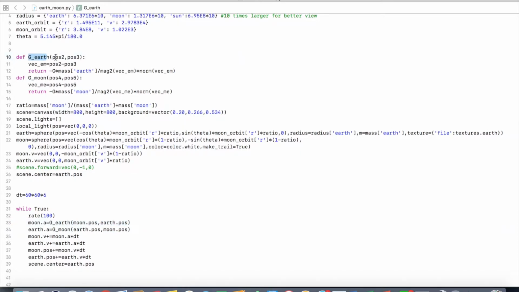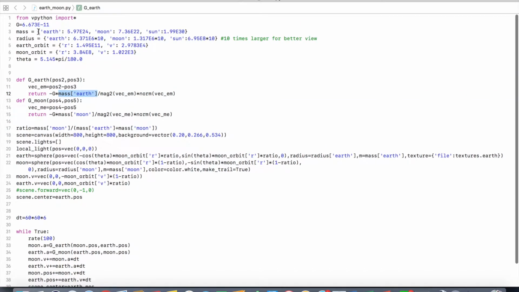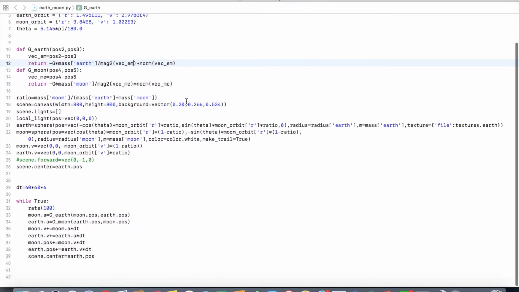So when the g-Earth function reads these two values, it will calculate the vector EM, which is the Moon's position minus the Earth's position. And the value it will return, which should be the acceleration, will be negative G times mass of Earth. Here I create the mass using a list. So negative G times mass of Earth over the square of the magnitude of this vector, and the magnitude of this vector is actually the distance between the Earth and the Moon. So it's just over the square distance times the unit vector.